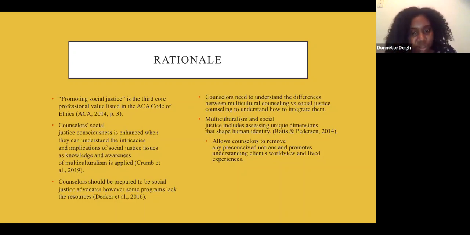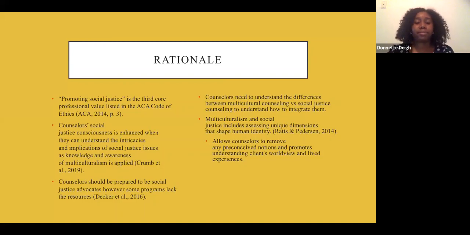Social justice counseling, which is what we really want to talk about here today, is addressing the power dynamics, the issues of equity and oppression in all forms, and we need to address the needs of all oppressed groups. So when you know the differences between multicultural counseling and social justice counseling, you merge them together and you become a holistic counselor, right? So that's what we want you to be here today, a holistic counselor.